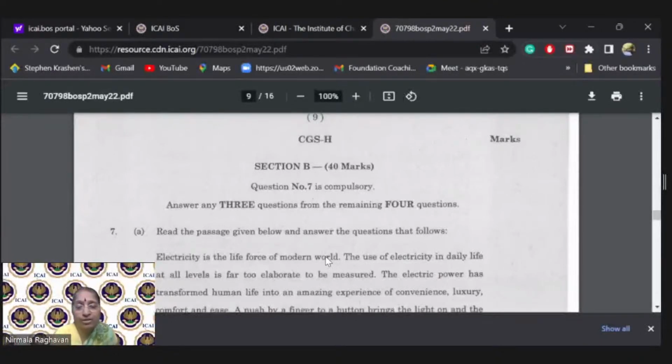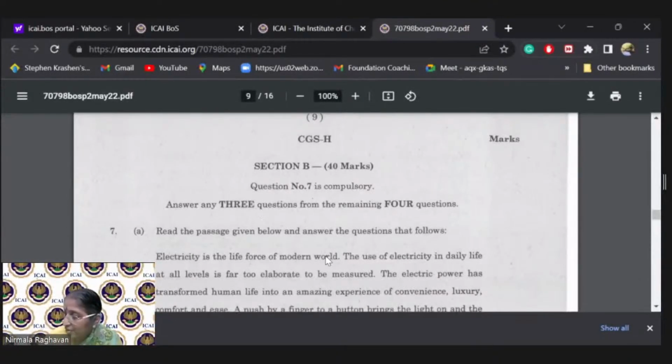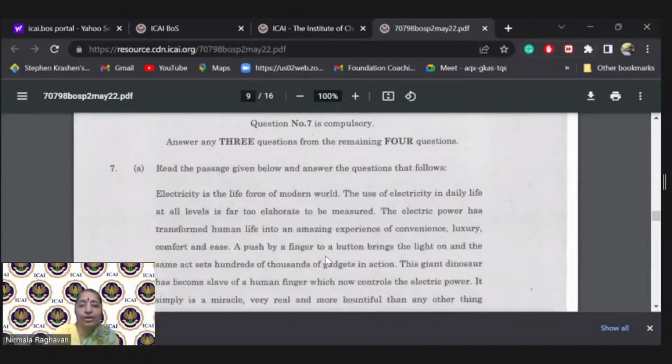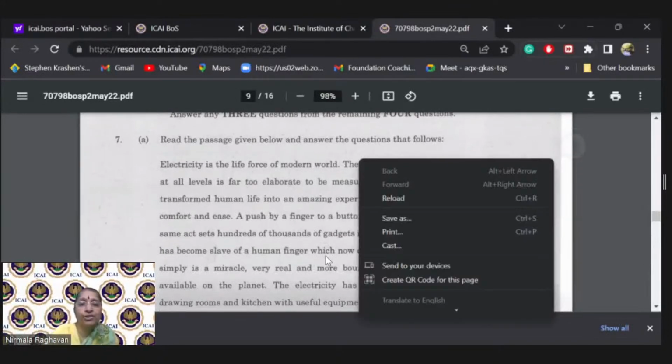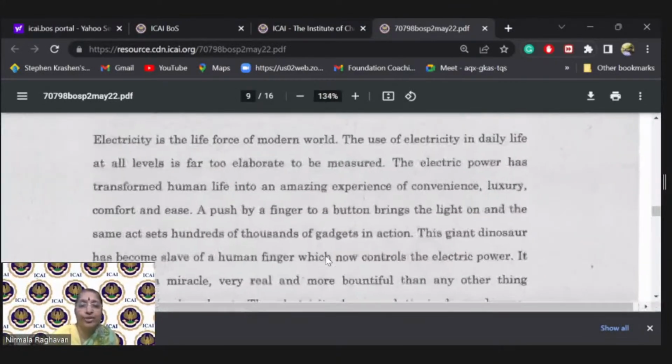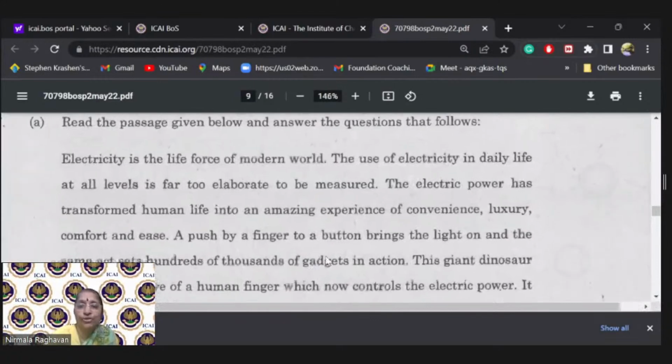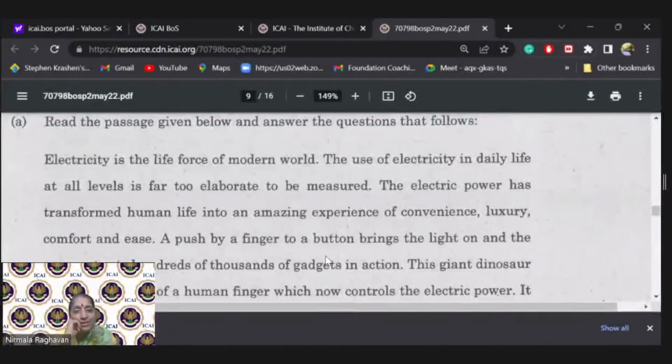Section B, 40 marks. Question number 7 is compulsory. You see that there? Answer any 3 questions from the remaining 4 questions. Okay. Now look here. Read the passage given below. I'm going to give you time to read this. I've zoomed it for you enough. Read the passage given below and answer the questions that follow.